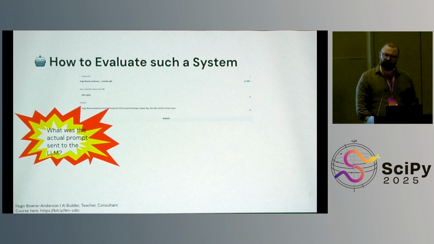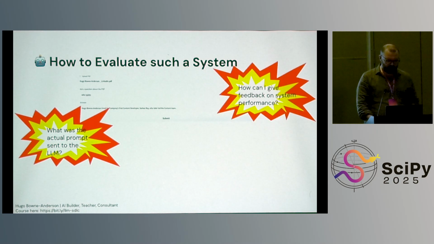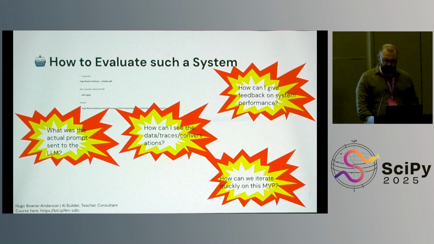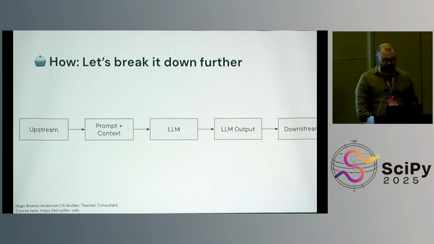So when we're thinking about evaluating this, and I've said several of these things, but what was the actual prompt sent to the LLM? I can't see that. Then how can I give feedback on system performance? How can I see the data and traces and conversations? And how can we iterate quickly on this MVP? So as it turns out, we do have a new-ish software development lifecycle, which I'll get to in a second, but I do want to break it down and just say what we're doing essentially is upstream, we've got a prompt, we've got some context, send it to an LLM and get an output downstream.